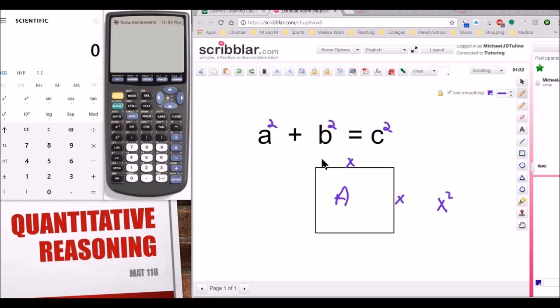So let's get a more visual. Remember, a squared plus b squared equals c squared. These are all taking a single side and we're squaring them. And we're saying there's a relationship here. Well, where does that relationship come from? So let's take a look at this.